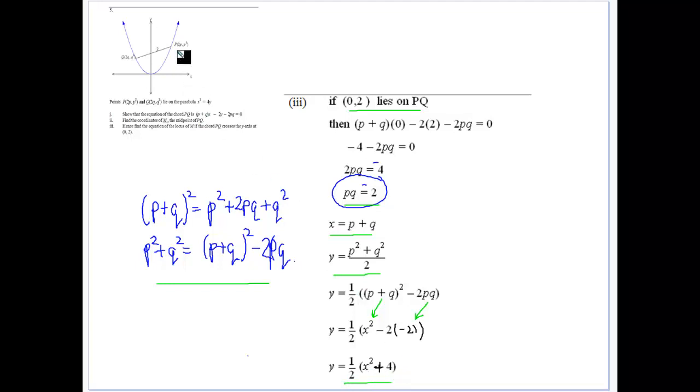So as P and Q move, M moves, and PQ also always goes through (0, 2), but M is going to move such that it gives us a parabola there. So there's our manipulation when we want to find the equation of the locus. We have to get y in terms of x, or x in terms of y, get that relationship, and get rid of the parametric unknowns.